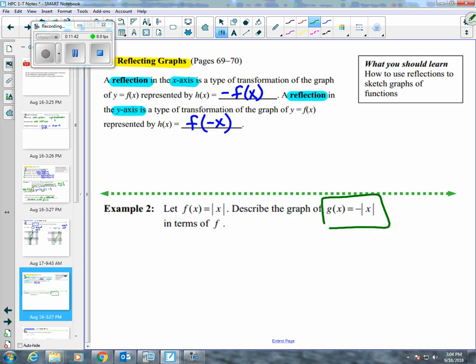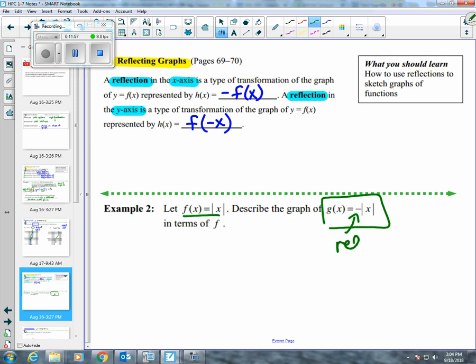All right, so take a look at this function. We already did this parent graph once today. Look at where the negative sign is located out front. I want you to make your best guess at what you think that is and describe the transformation that's happened. Check it on your calculator. So what did it do? Pause if you need to.